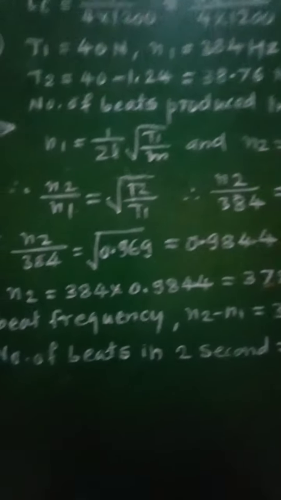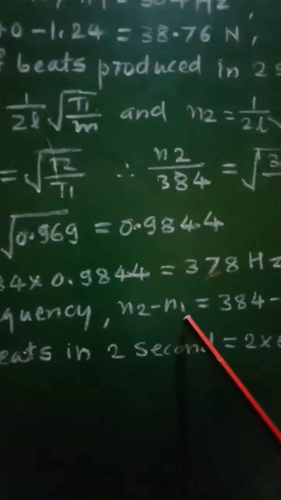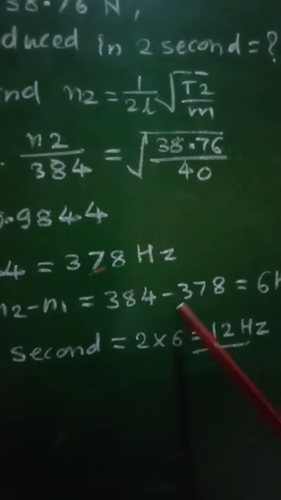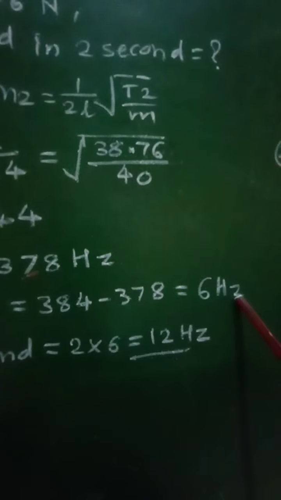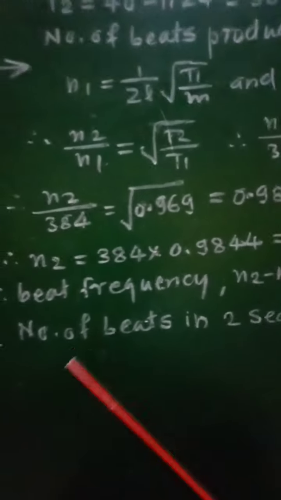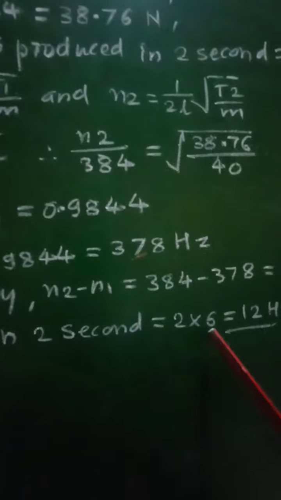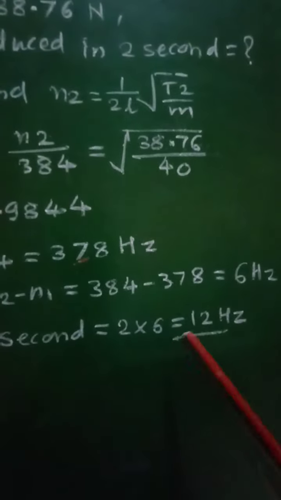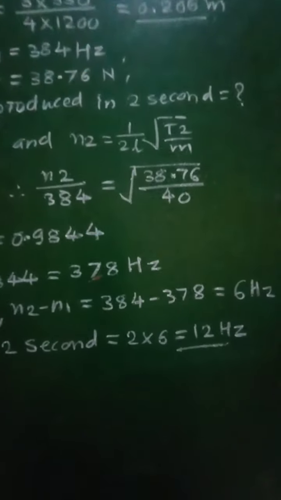And therefore we can find beat frequency, that is difference between N2 and N1, that is N1 minus N2 will be equal to 384 minus 378, that will be equal to 6 Hertz, and hence 6 beats will be produced per second. Therefore, number of beats in 2 seconds will be equal to 2 into 6, that is 12. So, number of beats produced in 2 seconds will be equal to 12.